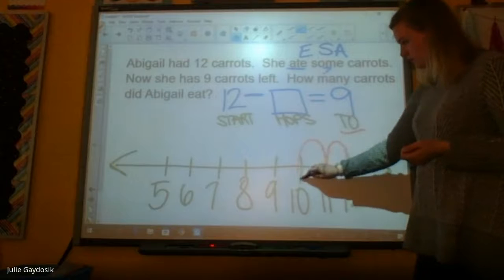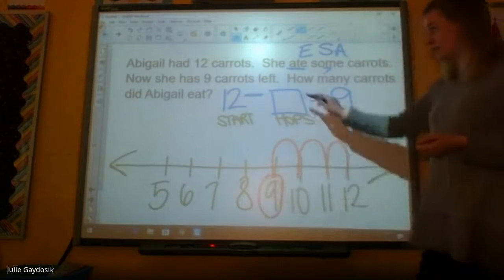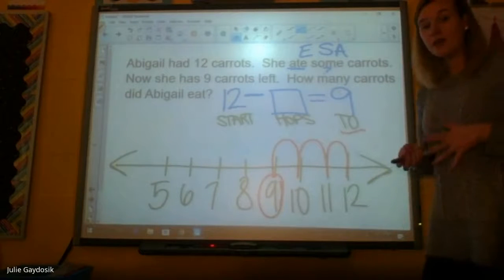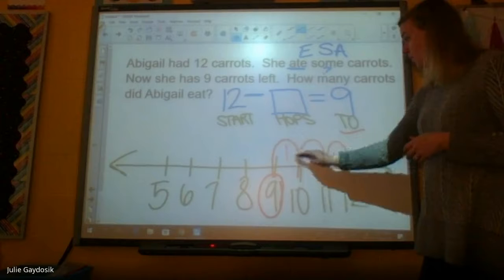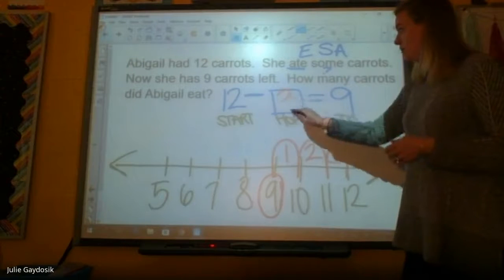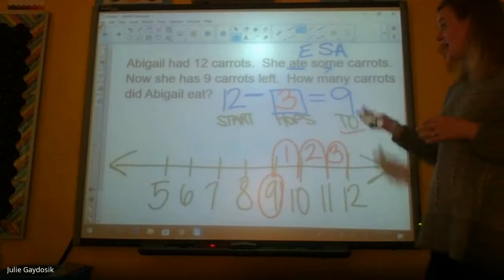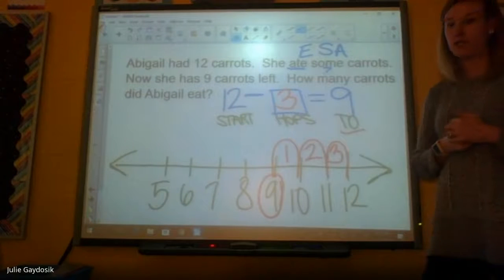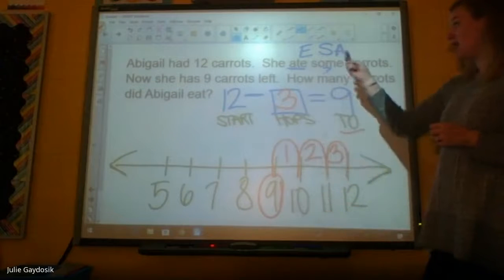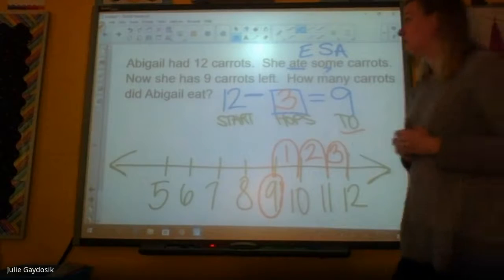1, 2, 3. Up, here's that number 9. Now 9's not our answer. This says hops. So I'm going to count how many hops I do. 1, 2, 3. So Abigail had 12. She ate 3, and now she has 9 carrots. Do you see how I have the equation, the strategy, and the answer? You have to include all 3 pieces. All right.